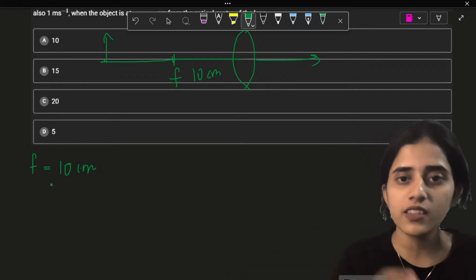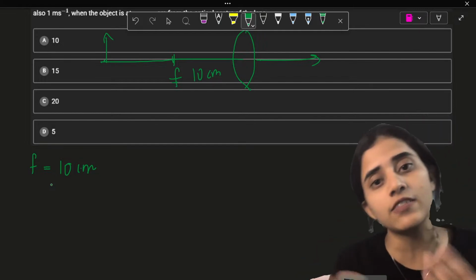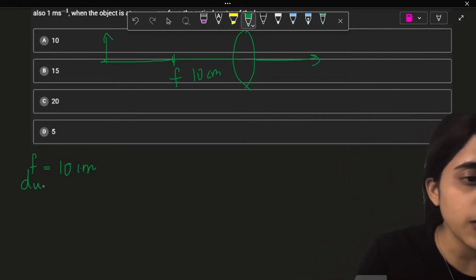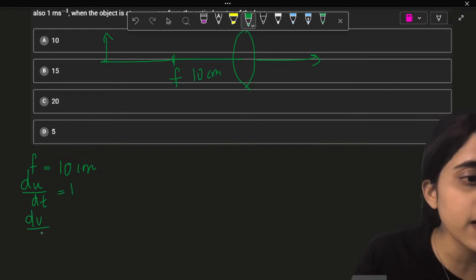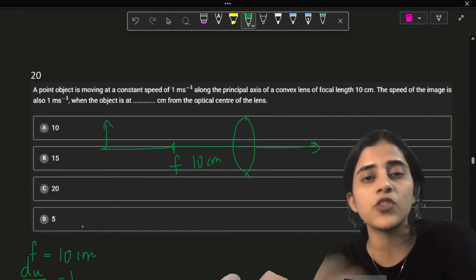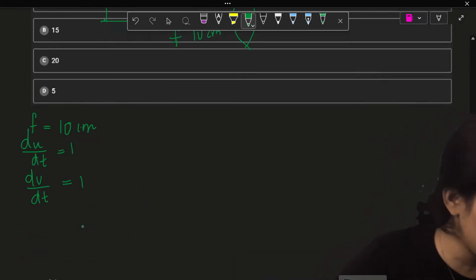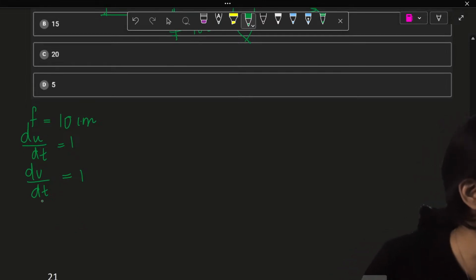So U and V are the distances. So speed will be du by dt and dv by dt. Okay. So du by dt is 1. dv by dt is also 1. These are speeds. These are given to you in the question. The speed of the object and speed of the image is 1 each.